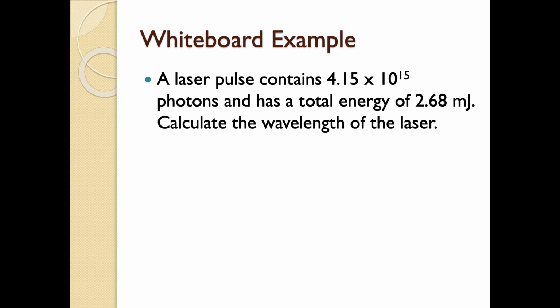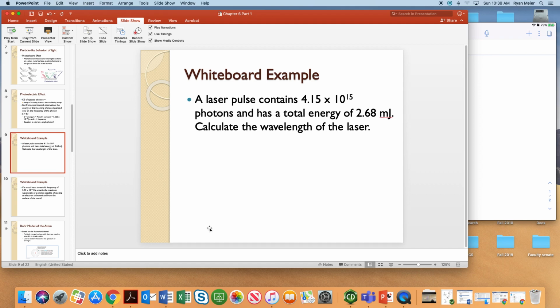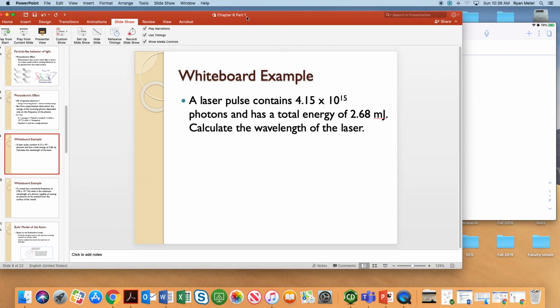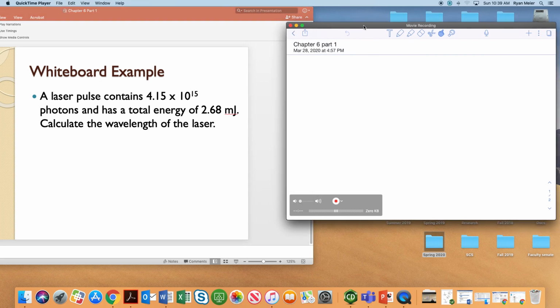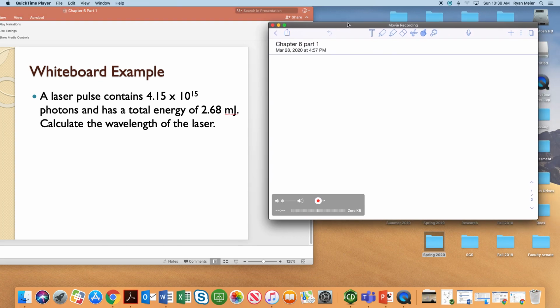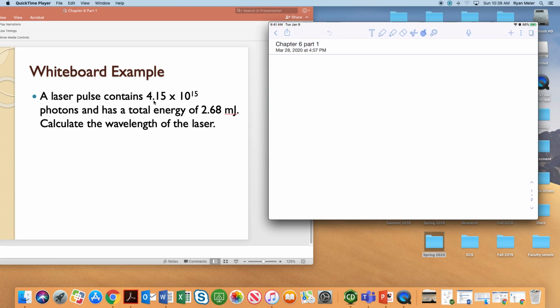So, working an example, I'm going to try the whiteboard version of doing this, and let me know how this way of working examples works for people, if everything's visible as we're going through these. In this particular case, we want to work an example where we have a laser pulse that we're told has 4.15 times 10 to the 15th photons. And we're told that the whole pulse has a total energy of 2.68 millijoules. And it wants us to calculate the wavelength of the laser.